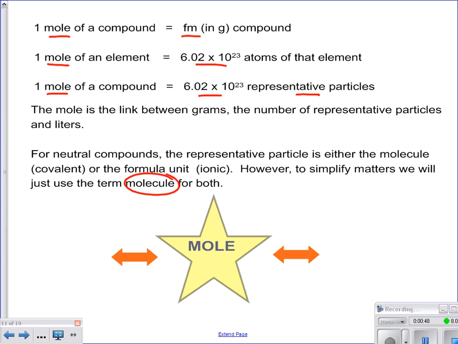If it's ionic, it's called formula units. If it's covalent, it's called molecule. To keep things simple, we are going to use the word molecule. So that's what we'll stick with.